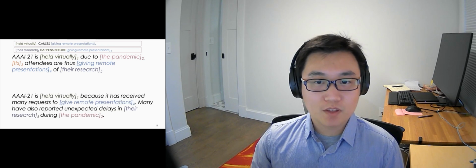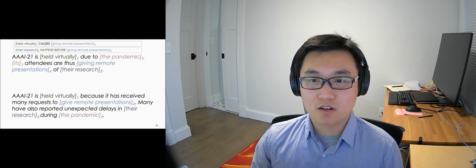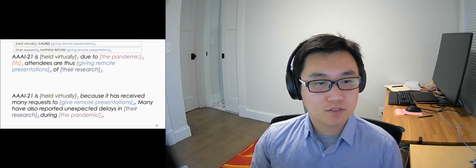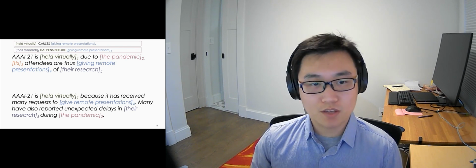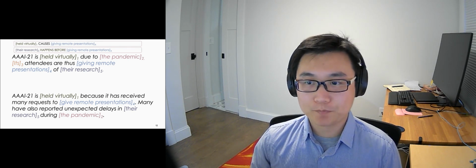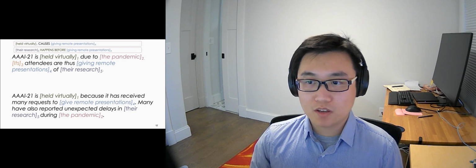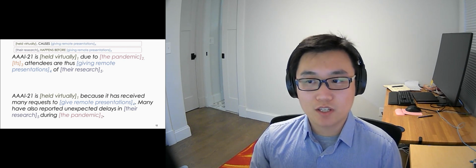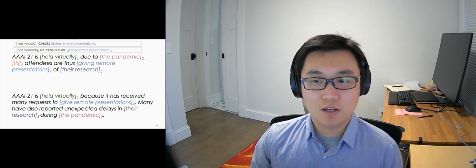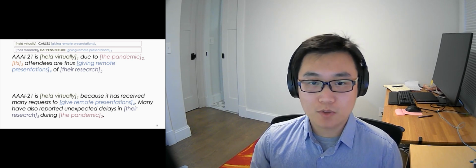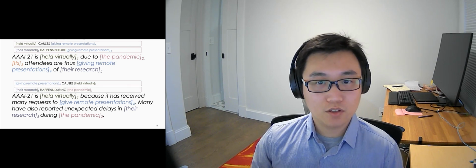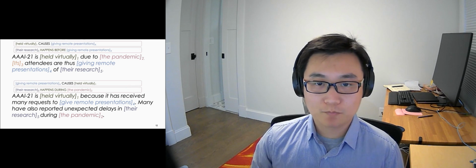In the next passage, this is a new passage, we can see the events are almost the same, but the story is different. This new passage says, Chipotle is held virtually because it has received many requests to give remote presentations. Many have also reported unexpected delays in their research during the pandemic. The story is different because it tells us that it's not held virtually that causes remote presentations, but the fact that people want to give remote presentations causes held virtually. In addition, this time, we are sure their research happens during the pandemic. So these are the new relationships in this new passage.